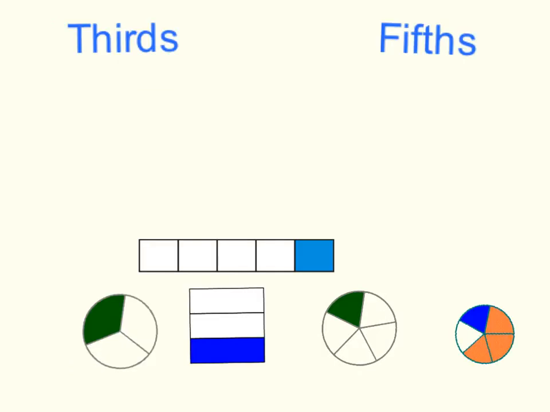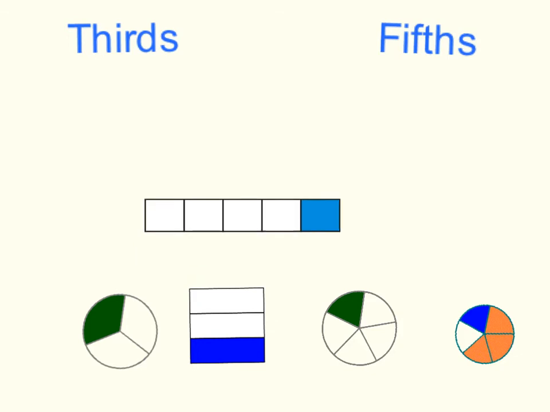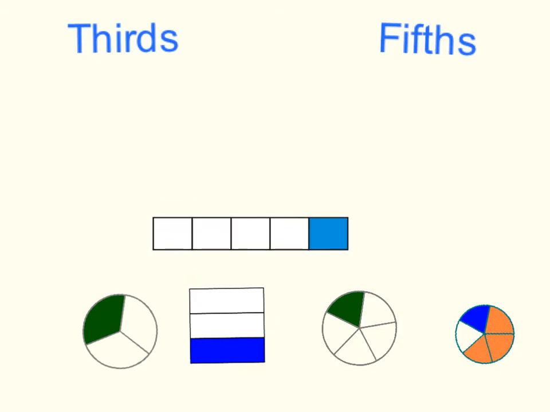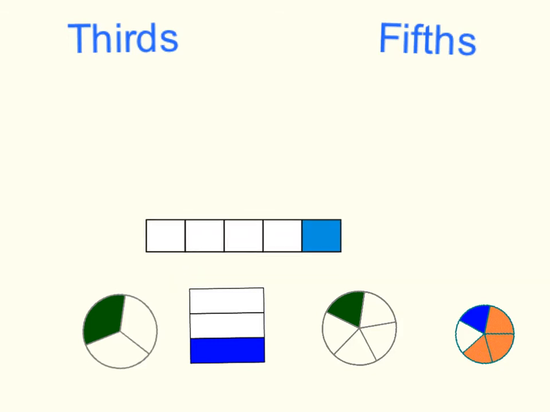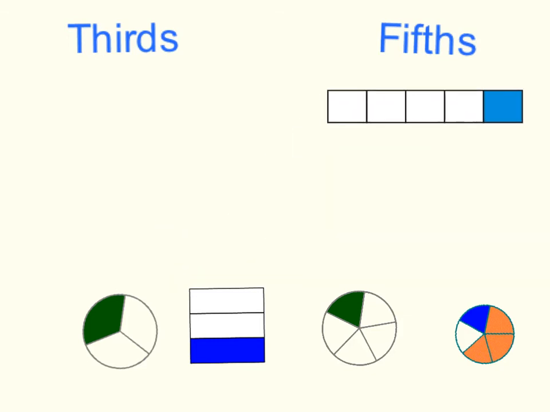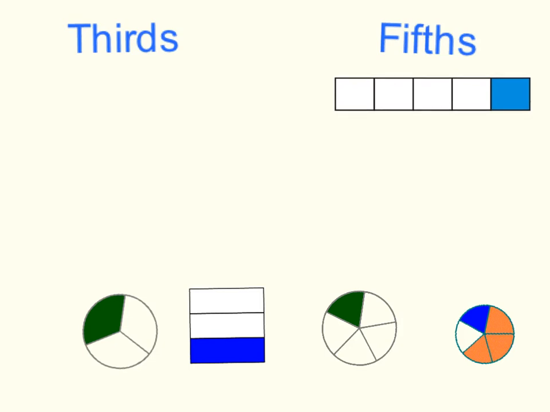Okay, how do you think you went? Do you think you know about thirds and fifths? Let's have a little look. So let's look at this shape here. It has been divided into 1, 2, 3, 4, 5 equal parts. So is it divided into fifths or thirds? What do you think? If you said fifths, you are correct. Well done. So 5 equal parts.